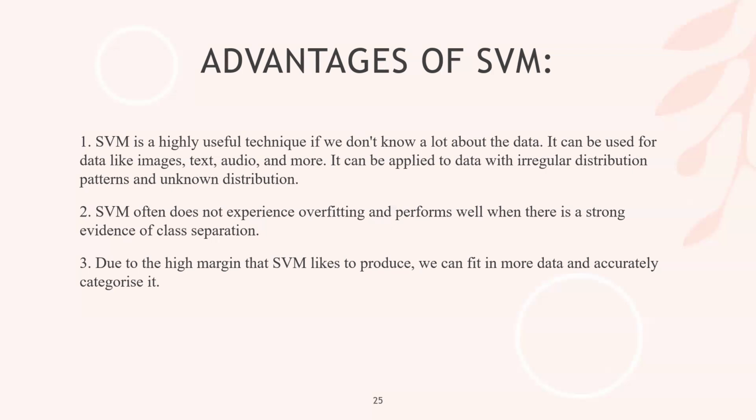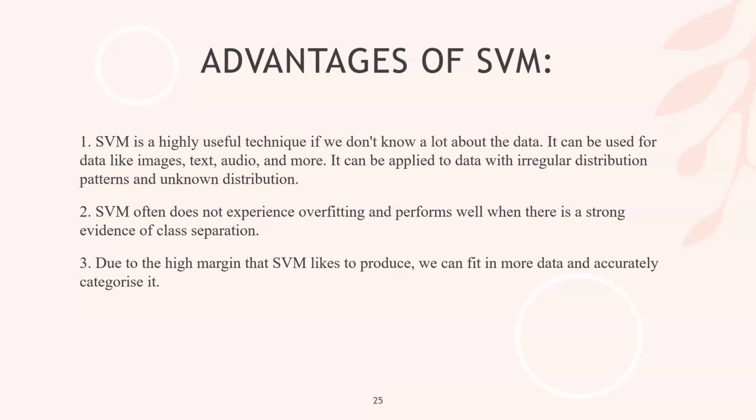Coming to the second advantage, overfitting occurs when a model becomes too tailored to the training data, losing its ability to generalize to new data. SVM minimizes the risk by focusing on maximizing the margin between data classes rather than just fitting the data points. This characteristic makes SVM particularly effective for datasets with clear class separation, ensuring reliable performance.